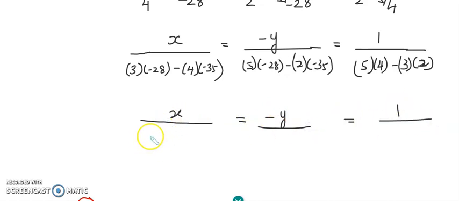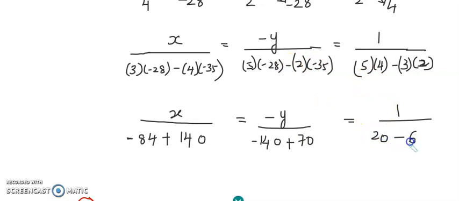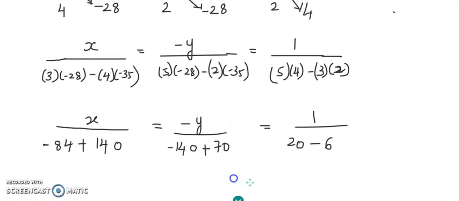So this will be what? Yes, 84 with a minus sign. The minus and minus will be a plus. Then 140. Here it will be a minus 140, right? Plus 70, because minus into minus is plus 70. Then this will be 20 minus 6. Okay, this much is clear. Now we will take the things on the right side. Let's move to the right and quickly take it up.